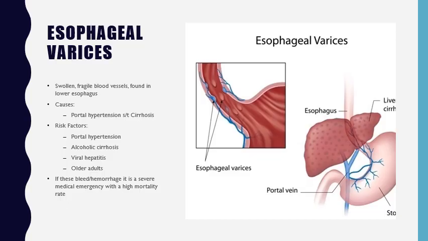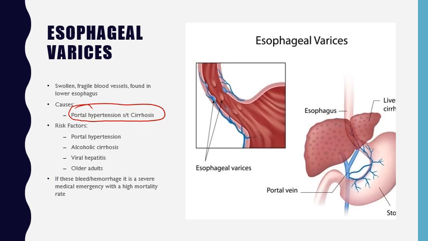Esophageal varices. This is a complication of a lot of disease. It really doesn't ever occur on its own. It has to have a reason. This is a secondary cause of something. So you can see here the cause is portal hypertension secondary to cirrhosis. We're going to talk about that a little bit more later on.